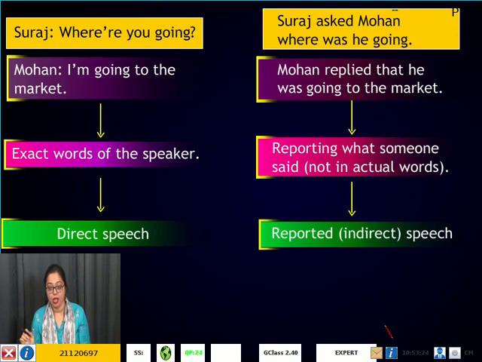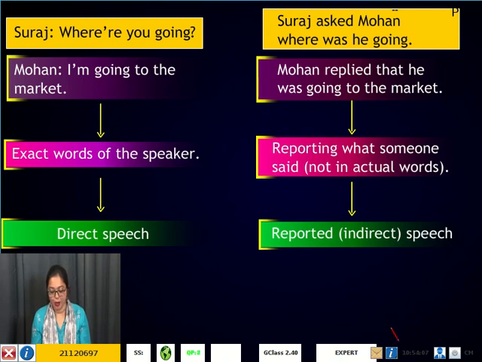And on the right hand side, have a look at the sentences. Suraj asked Mohan where he was going. Mohan replied that he was going to the market. Now you see, these sentences are not giving the exact words of the speaker. They are reporting what someone said, not in the actual words. So this is reported speech, or you can say indirect speech. So basically today we are going to learn about reported speech, direct speech and indirect speech. Okay. Is this clear to you all?